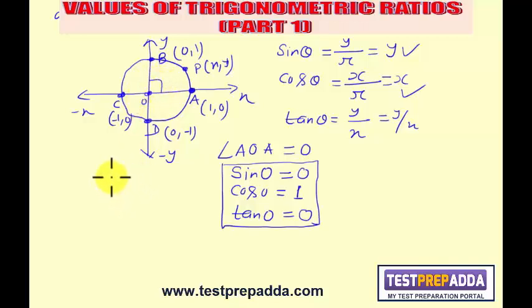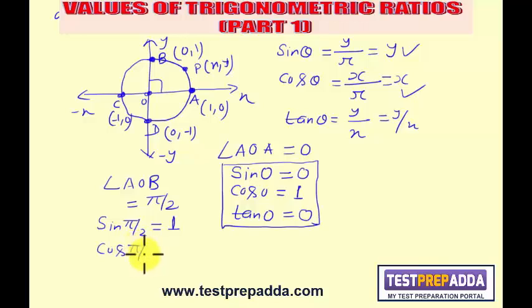It is angle AOB, which is nothing but pi by 2. So if I talk about sine pi by 2, it will be equal to the y coordinate. What is the y coordinate here? B. It is 1. Now cos pi by 2. Cos means x coordinate. The x coordinate here is what? 0. And that is why cos pi by 2 will be 0.